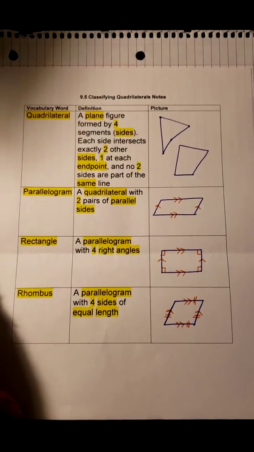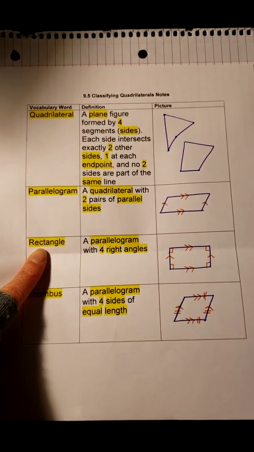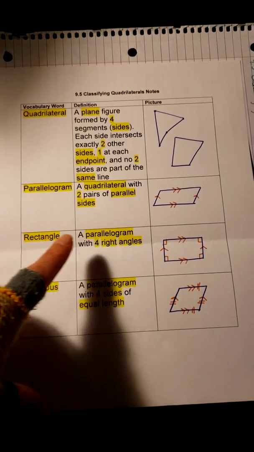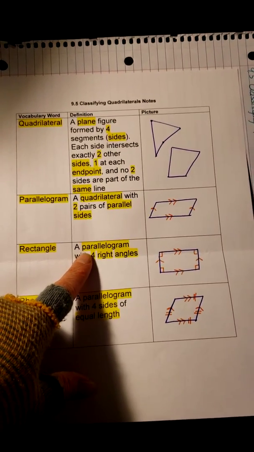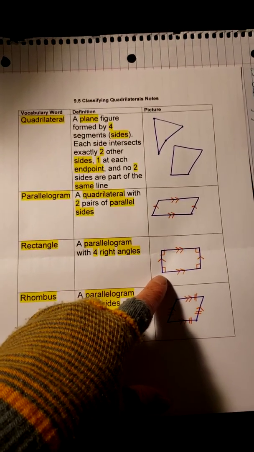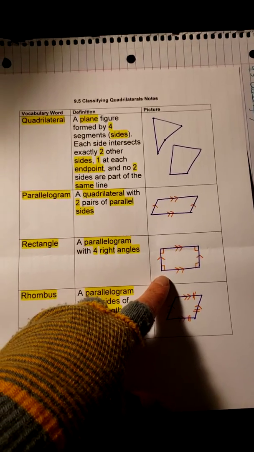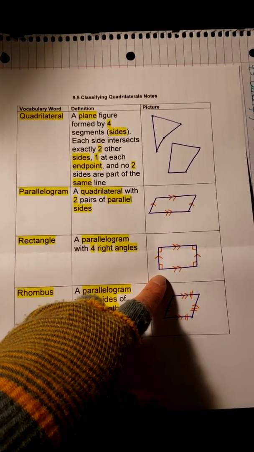All right, now we're going to add to the list of characteristics when we get to a rectangle. So a rectangle is a parallelogram. So it has all the parallelogram properties, so the opposite sides are parallel, and we add on 4 right angles, which we have marked in the picture. So that makes it a rectangle.